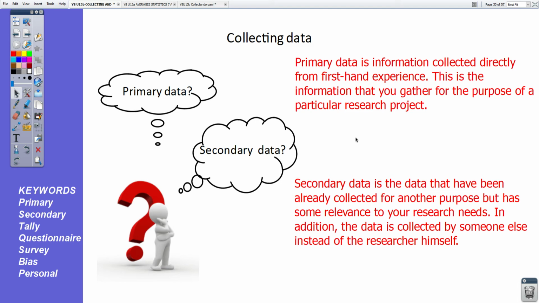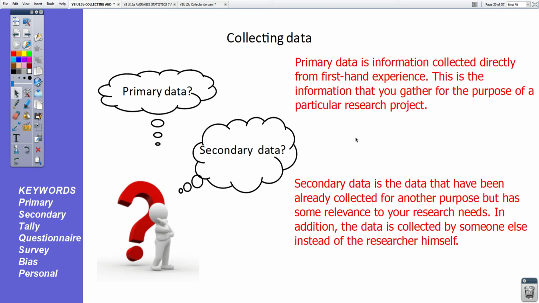So, for instance, simple examples of primary data: if you wanted to measure the height of students in your class, you would do it yourself. That would be primary data. If you wanted to do a survey of what students thought about school dinners, that would be primary data that you would collect.